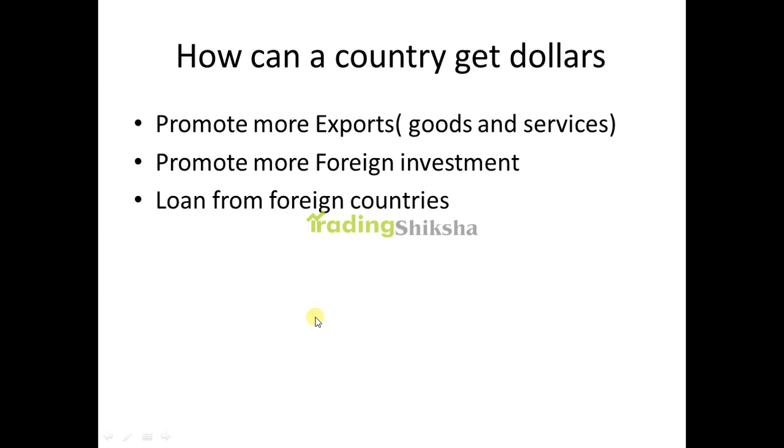Now let us see how a country can get dollars. The best way is through exports, which can be of goods or services. The second way is to promote more foreign investment in the country. The third and final one is loans from foreign countries, which is not always the best option.